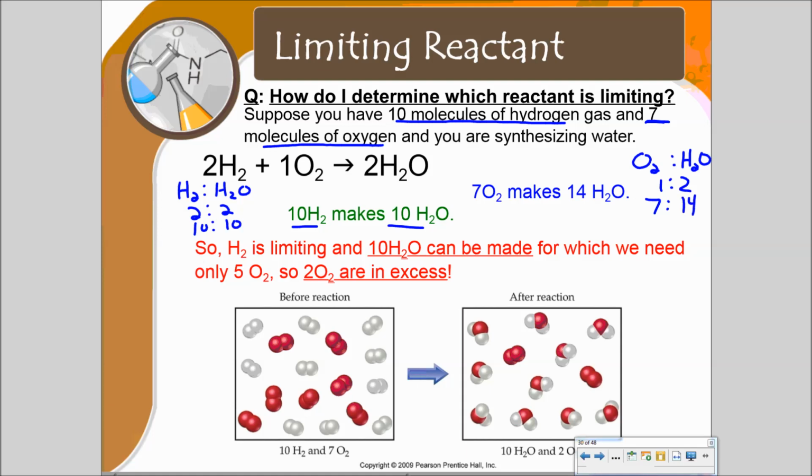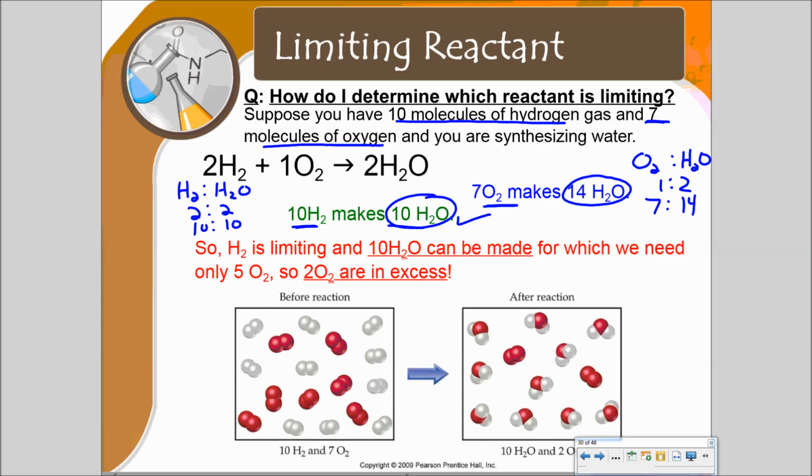But the problem here is that when you do the oxygen, this assumes that you have as much hydrogen as you need. When you go to do the hydrogen, you assume you have as much oxygen. But in this case, you don't. You are limited. So you look at your product, and the one that gives you the least amount, which is this one, that reactant then is your limiting. So hydrogen is limiting, and you get 10 molecules of water.